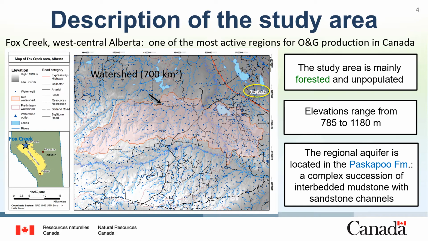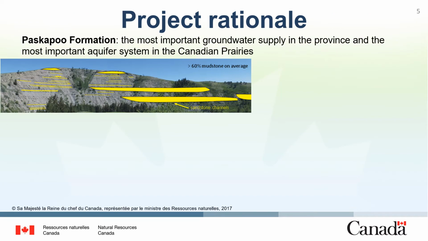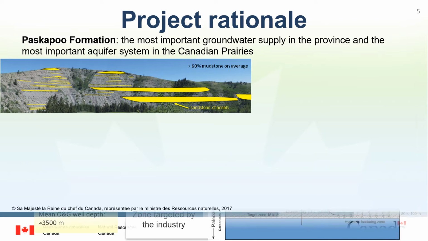The regional shallow bedrock aquifer is located in the Paskapoo Formation. This is a photo of the Paskapoo Formation. This formation is the most important groundwater supply in the province. However, in the Fox Creek area, the oil and gas industry is pretty much the only user of this resource because it is strictly an industrial area.